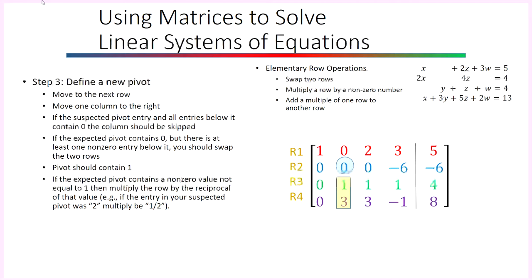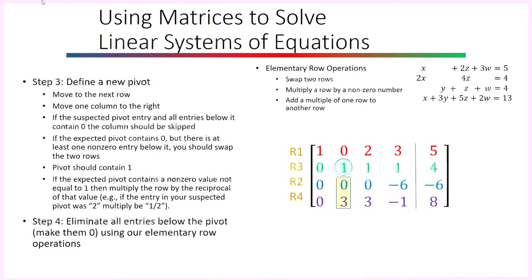So let's swap rows 2 and 3. Swapping these rows will give us a non-zero entry in our pivot position. Okay, we've swapped rows 2 and 3 and now have a non-zero entry in our pivot, so let's continue down the checklist. Does the pivot contain 1? Yes, it does. So we're now happy with this as our pivot, and we move on to the next step.